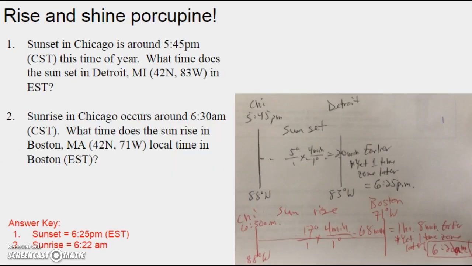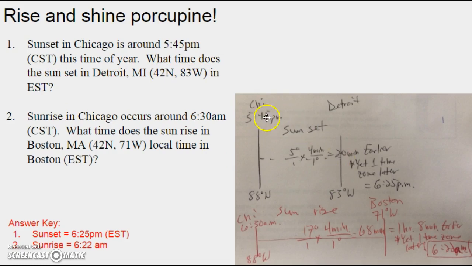Cranking on through. Moving on. Rise and shine, Porcupine. Sunset in Chicago is around 5:45 p.m. this time of year. So what time does the sun set in Detroit, Michigan? That's 42 north, 83 west in Eastern Standard Time.